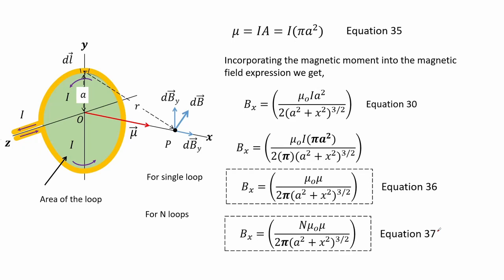Incorporating the magnetic moment into the magnetic field expression, we get equation 30. For a single loop it is given as equation 36, and for several loops it is given as equation 37.